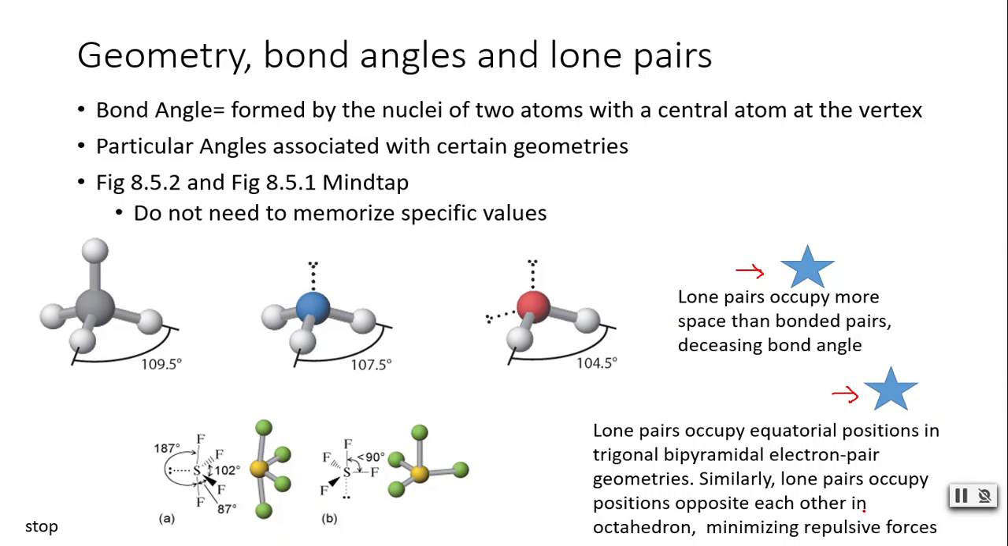So you do not need to memorize specific bond angle values for this chapter. In chapter 9, we'll revisit bond angles for you to use for your online homework. But you do need to memorize these two starred concepts with regards to how lone pairs on the central atom affect the corresponding bond angle in the molecular geometry.